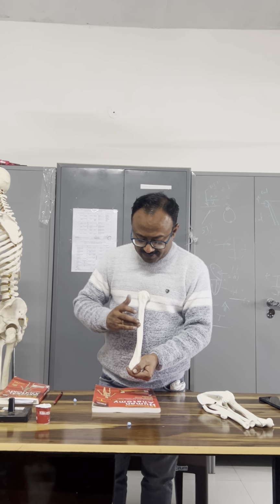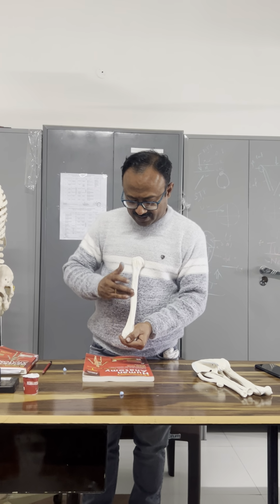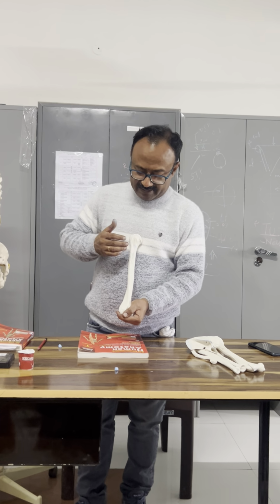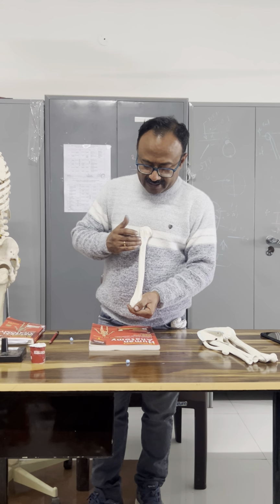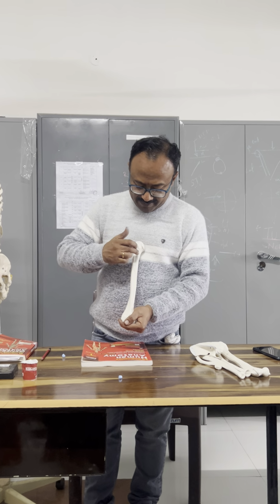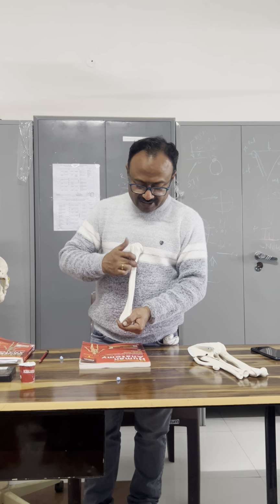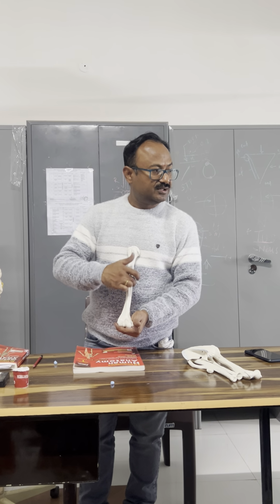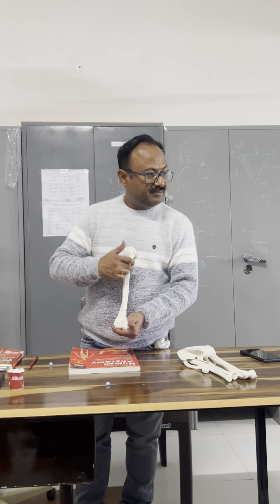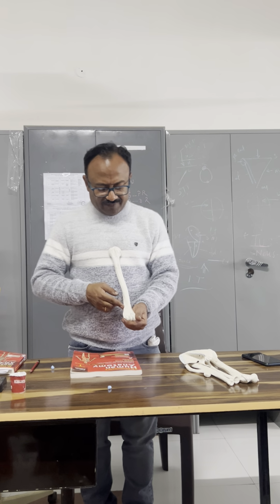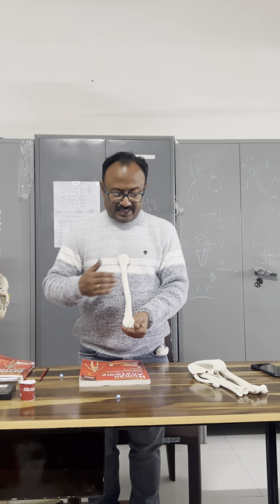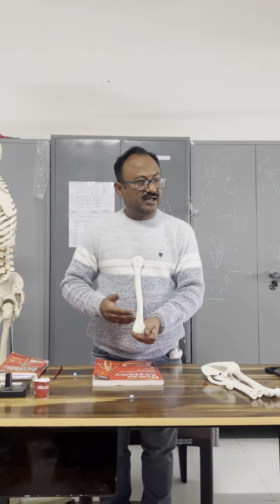The lateral lip of the bicipital groove continues as the anterior border, it joins it. The medial lip of the bicipital groove continues as the medial border of the bone. And you will find that here is a lateral border also. So three borders are there: anterior border, medial border, lateral border.